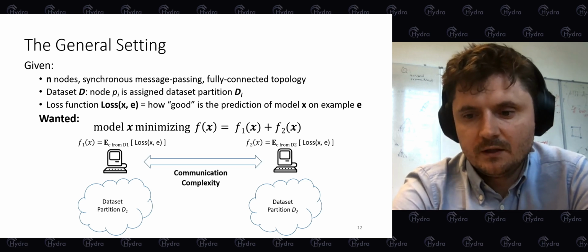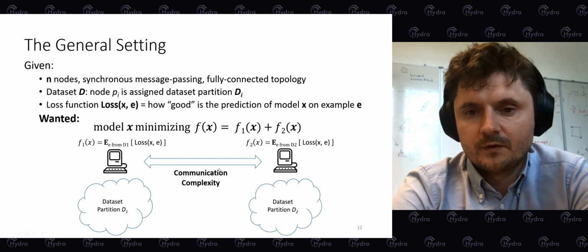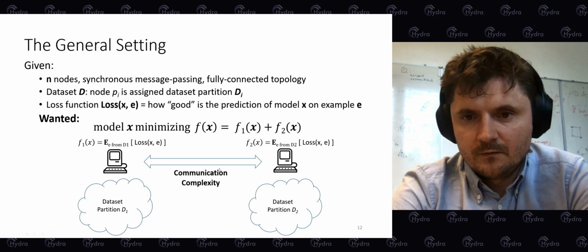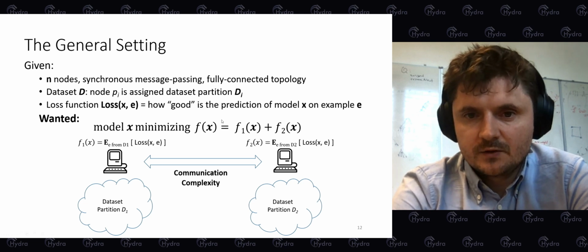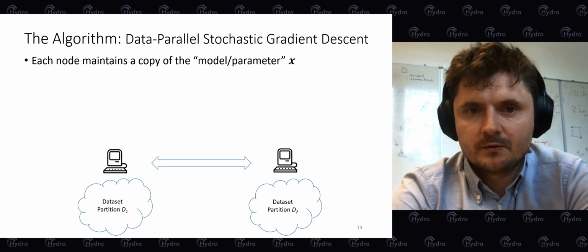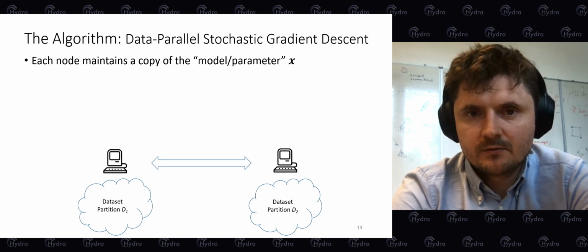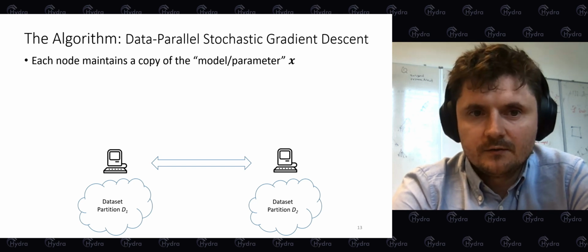And the key quantity we care about is the amount of communication or synchronization that has to go on between these two nodes in order for them to converge to a model X which minimizes it. So this is the general abstract problem we're trying to solve. How does stochastic gradient descent, the algorithm we're trying to analyze, solve this problem?